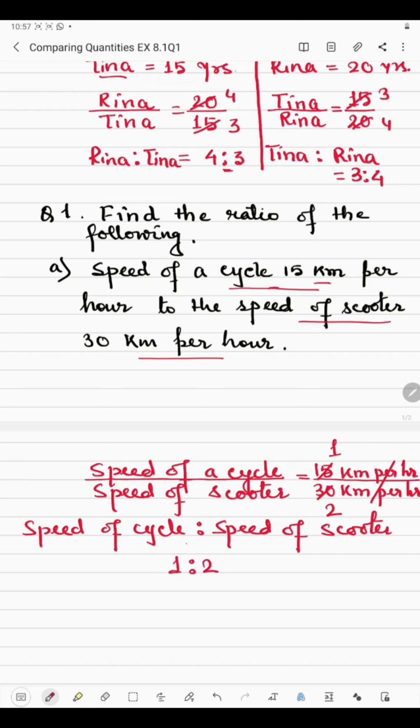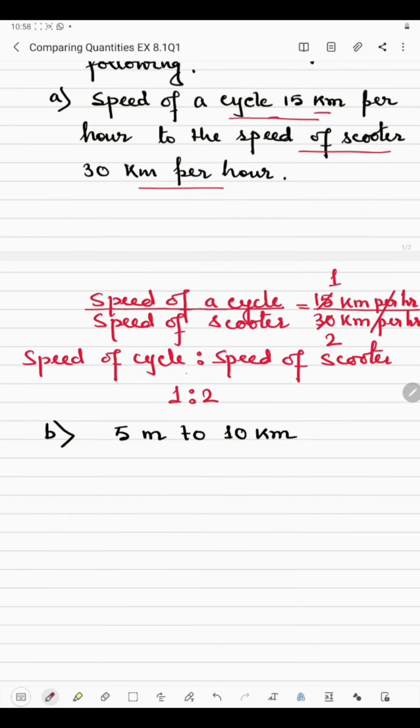Now coming to B part. In the B part, we have 5 meter to 10 kilometers. So we have to find the ratio of 5 meter to 10 kilometers. 5 meter is given at first, so we will write 5 meter in the numerator and 10 kilometer in the denominator. Now see here, two different units are given, so we will have to make the unit same. We will have to convert from kilometer to meter.